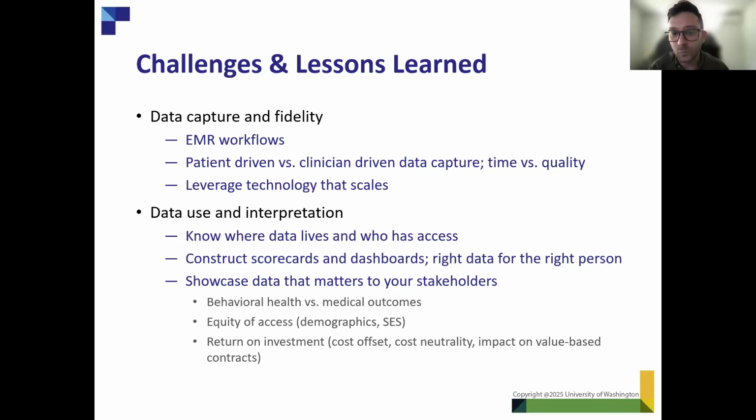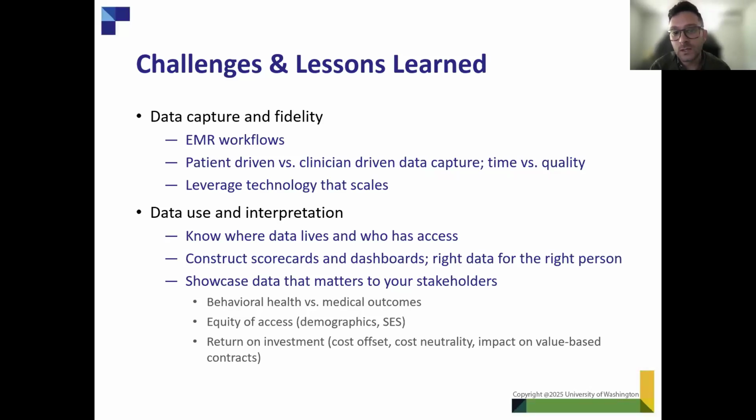Constructing scorecards and dashboards are really, really important, but understand that not everybody needs all of the data. And so thinking through, what is the right data for the right person at the right time? And again, thinking through who is my stakeholder and what change might I be trying to institute on these individuals.